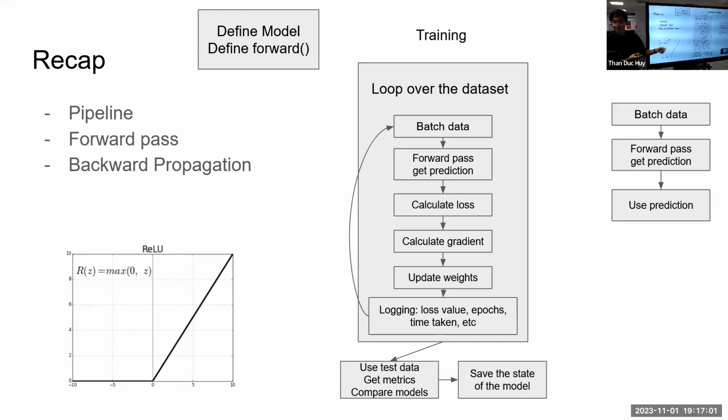After you get the loss, we will then calculate the gradient with respect to what? The gradient of the loss function with respect to the different weights, all of the weights in the model. Then we will be updating the weights, and we will print out the loss value, the epochs, and the time taken, so that we can keep track of a record of what we have been doing. Then we test the model and save out the state of the model for future use, for inference.